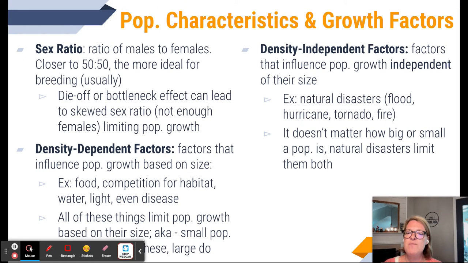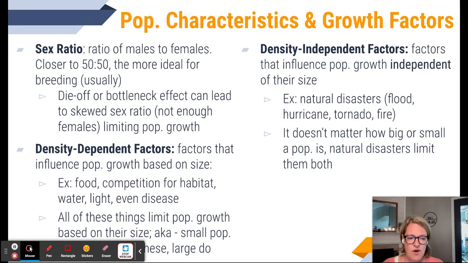Okay. Density dependent factors. There are two types of density factors, and it all depends on the number of organisms in the area. The density dependent factors are factors that influence population growth just based on the size of the population. So for instance, if you're in an area and it's got a set amount of grass, let's say, and you want grazing animals to live there, the amount of grass would be a density dependent factor.